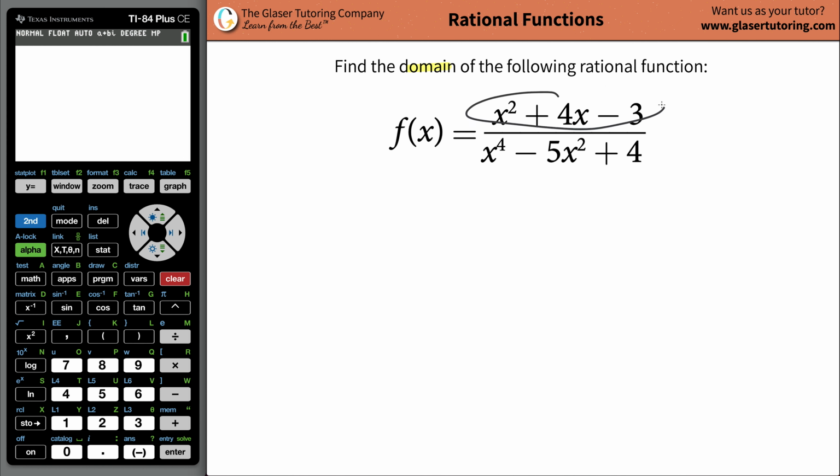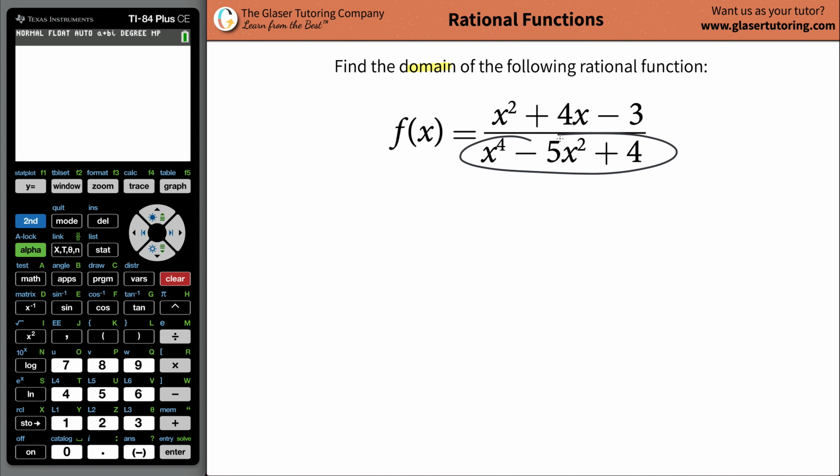In terms of the numerator, there's no restrictions on x, right? You can plug in any value for x. You can make it negative 10, you can make it 0, you can make it positive 1,298,769. There really is no problem plugging in any x value in the numerator. So right now I'm thinking all real numbers.